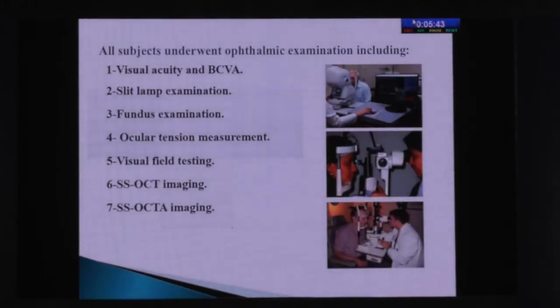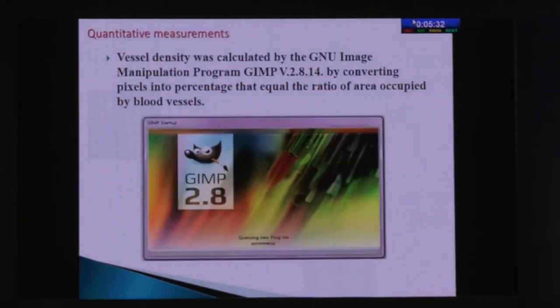All subjects underwent ophthalmic examination: visual acuity, slit lamp examination, fundus, ocular tension, visual field testing, and SS-OCT and OCT angiography. We used a program for quantitative assessment of vessel density, the GNU Image Manipulation Program version 2.8. This converts the pixels into percentages that equal the ratio of area occupied by blood vessels.